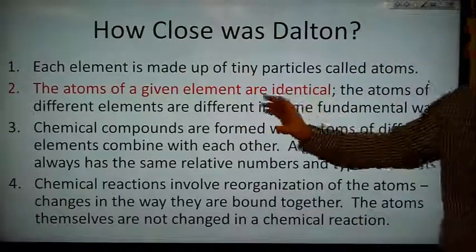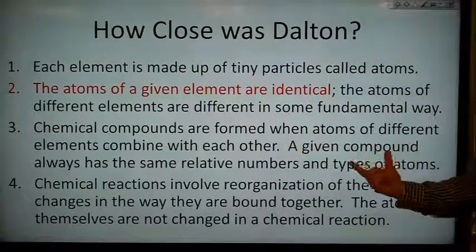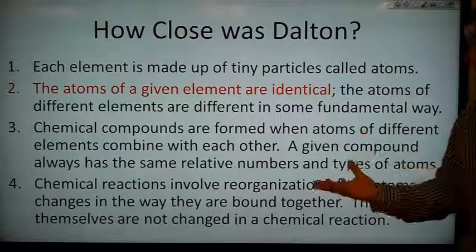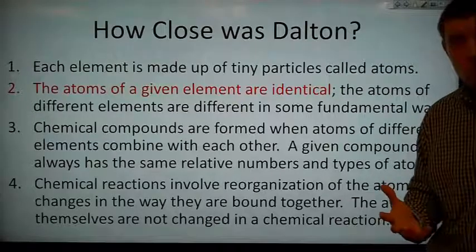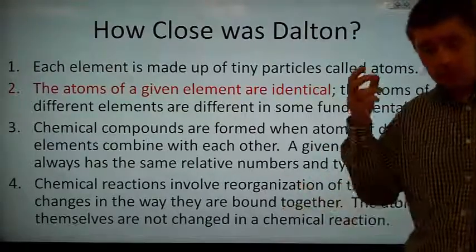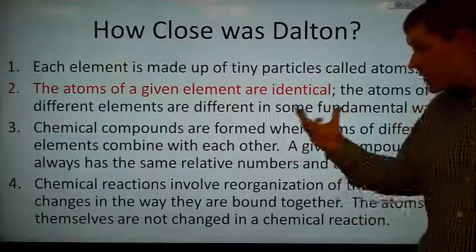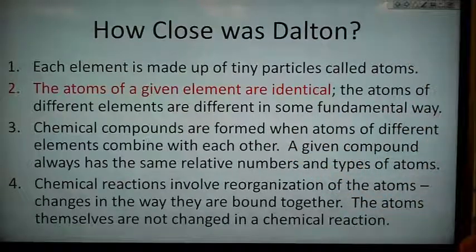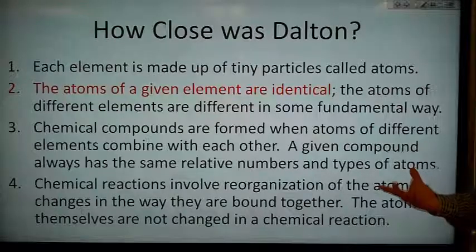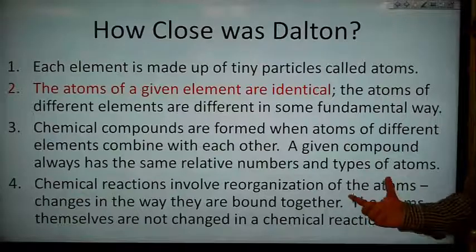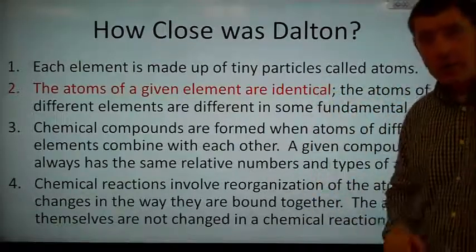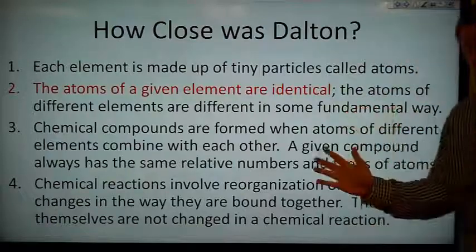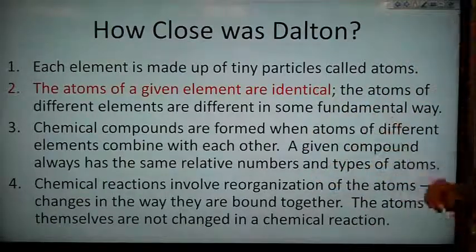So, then he said chemical compounds are formed when atoms of different elements combine with each other. That's true. And a given compound always has the same relative numbers and types of atoms. That's true. Water, H2O, always is 2 hydrogens, 1 oxygen. So chemical reactions involve reorganization of the atoms, changes in the way that the atoms are bound together. Well, that's true. We know that chemical reactions don't change the atoms themselves. We're just rearranging atoms in the way that they're bound together. So Dalton is pretty darn close here. Right? And this was over 200 years ago.